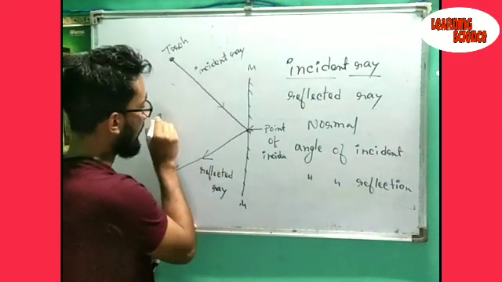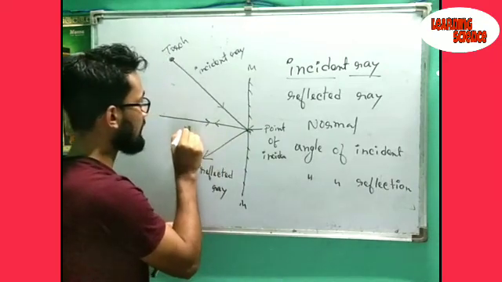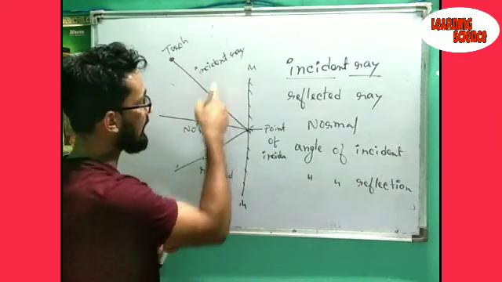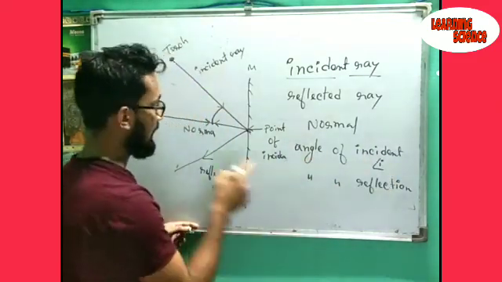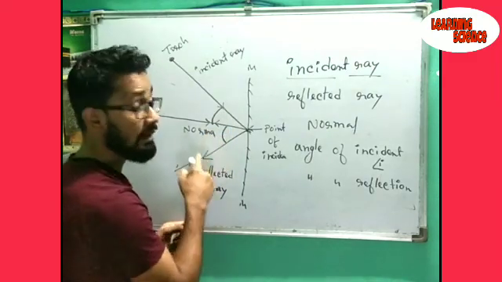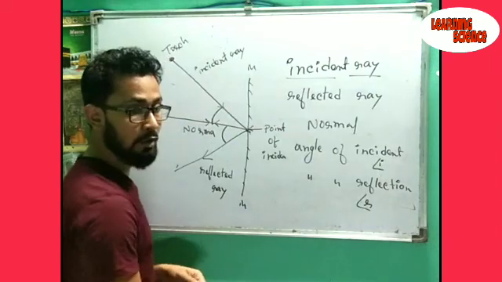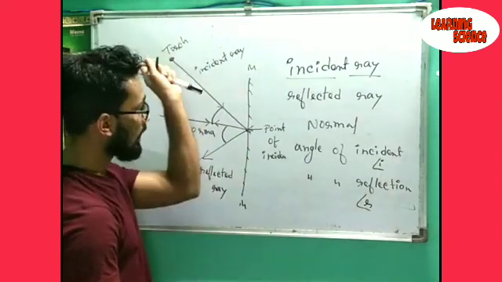Then we have taken a ray which is perpendicular to the surface. We named it the normal. The angle between the incident ray and the normal is called the angle of incidence. We denoted it by angle I. And the angle between the reflected ray and the normal, we named it the angle of reflection, that is angle R. Clear?